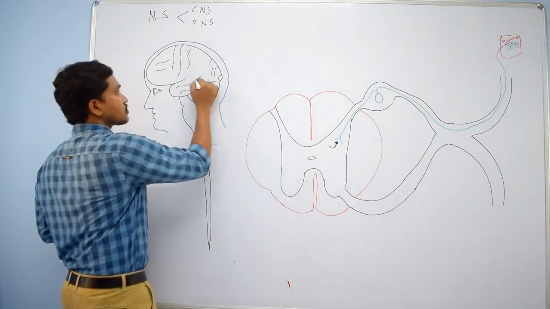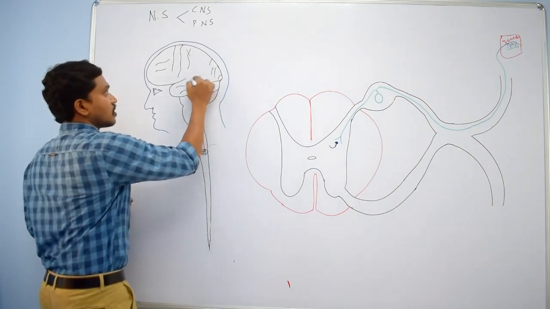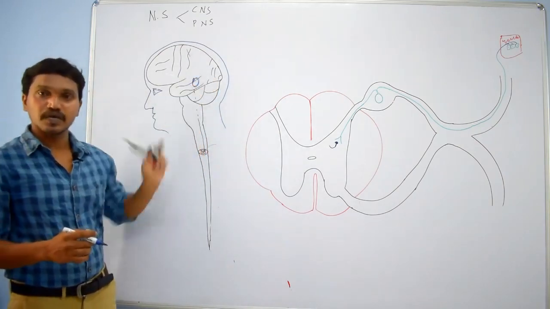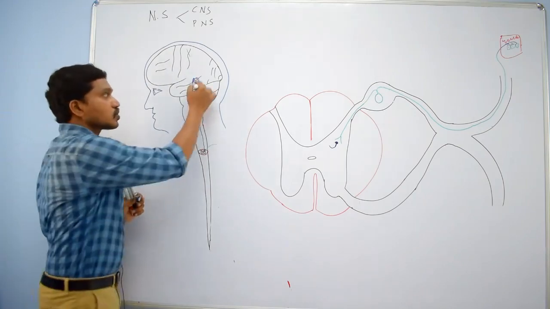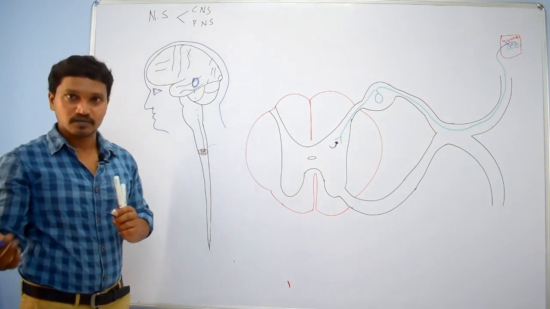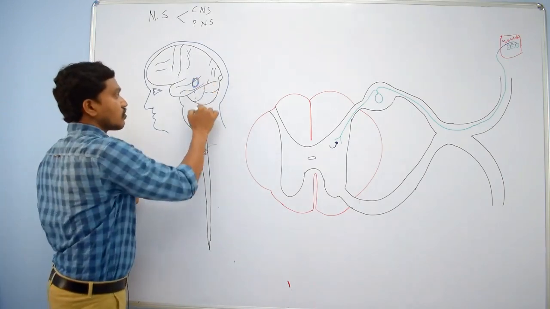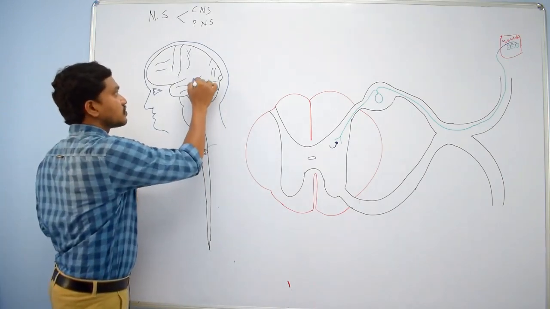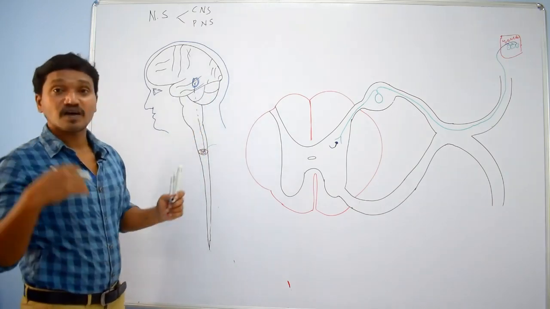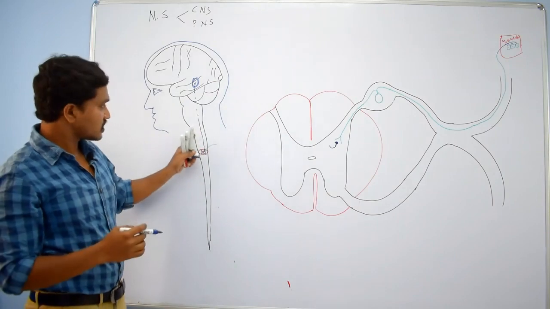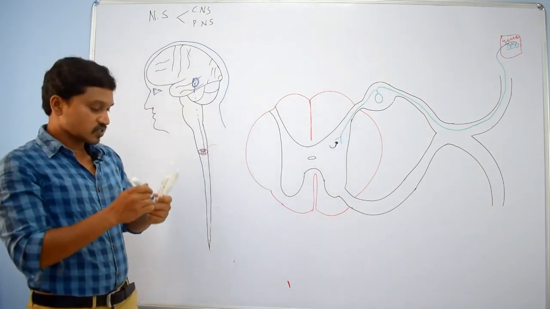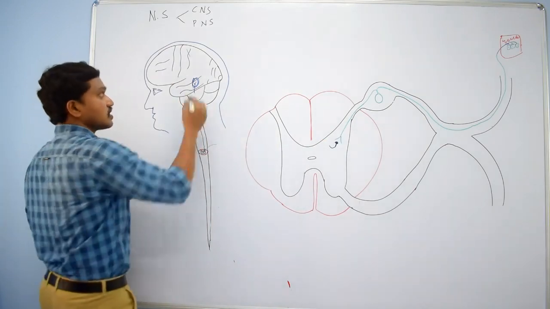There the thalamus will be present. Just imagine it will be somewhere here in the base of the brain. Okay, it is part of the diencephalon, that I will tell you in the next step, don't worry. So once it reaches the thalamus, in the thalamus the third order neurons will start. Actually this is the second order neuron, this is the first order neuron. Third order neurons will start from the thalamus.